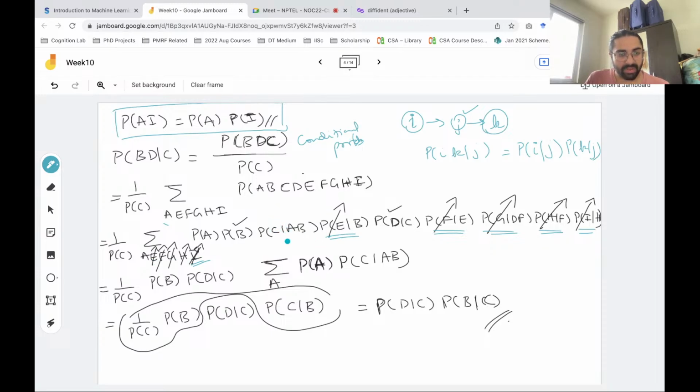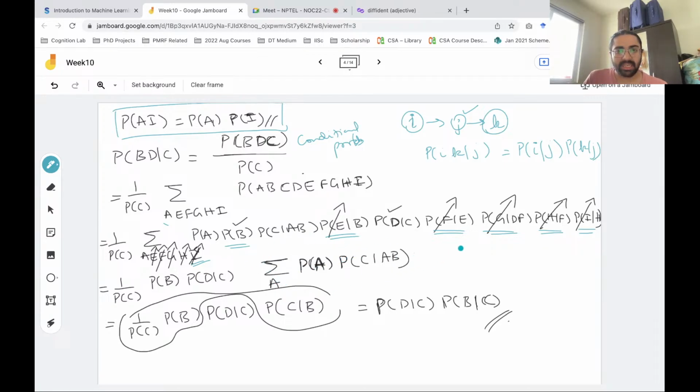What finally remains is p of d given c, which is out of the summation, so I can take it out. And this p of b also is out of summation. So at the end I'll have 1 by p of c, p of b taken out of the summation, p of d given c also out of the summation. Lastly, I have the summation over a of p of a and p of c given a, b, right?